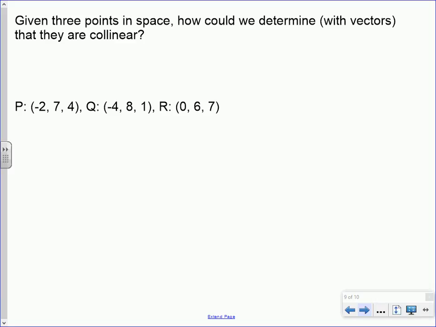Justin. You could make 3 different vectors from those points. You could make vector PQ, QR, and PR, and if those vectors were parallel. Okay, so if we had P, Q, and R, what should be true about vector PQ and vector QR if we have collinear points? They should be parallel, right? Even if your vectors look like this.